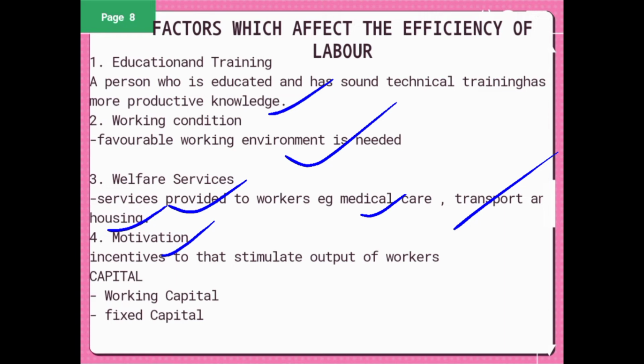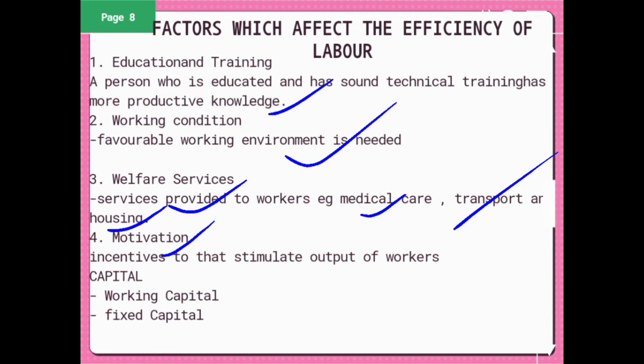So, these are the things which affect the efficiency of labor if they are not in place. If you are not educated, if you are not working from a favorable condition, if welfare services are not provided to you, and if there is no motivation, efficiency of labor is affected. Are we together, dear students?